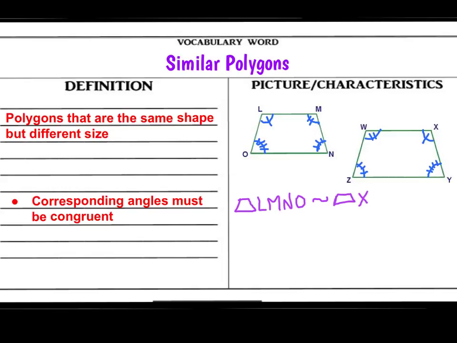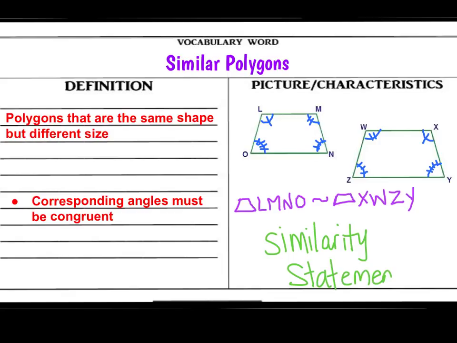And what corresponds with angle M? It would have to be W. And N would correspond with Z. And O with Y. So this is called a similarity statement. Similarity statement. Okay, and this symbol means similar.